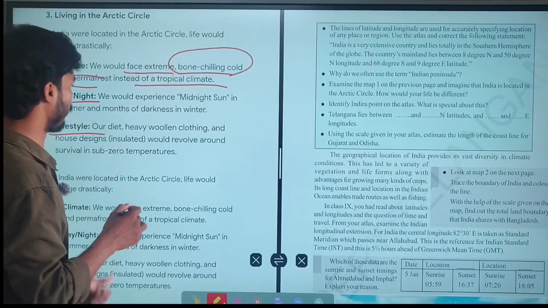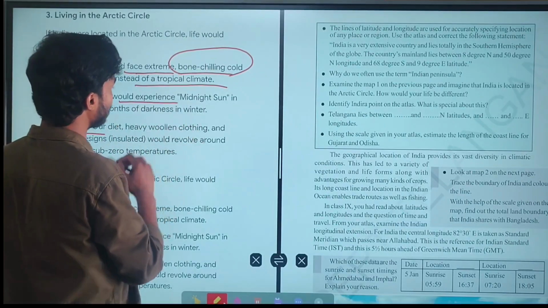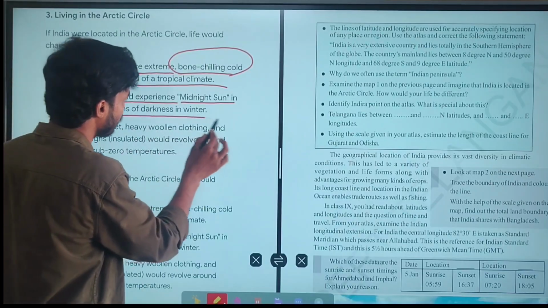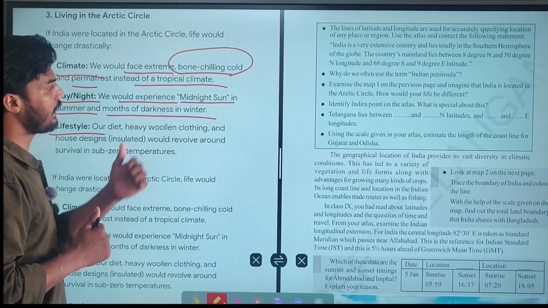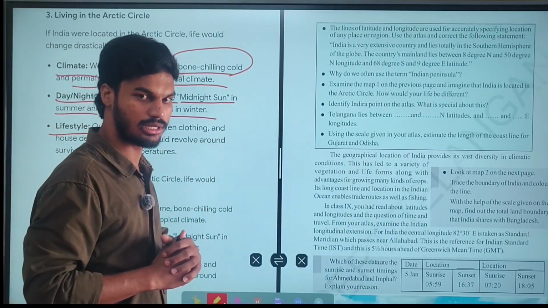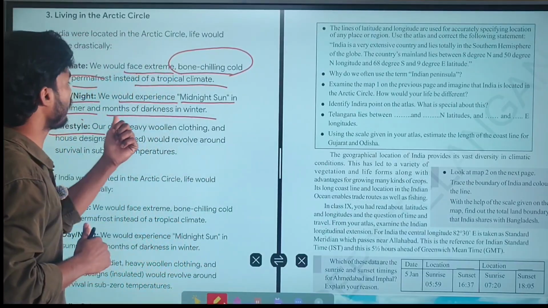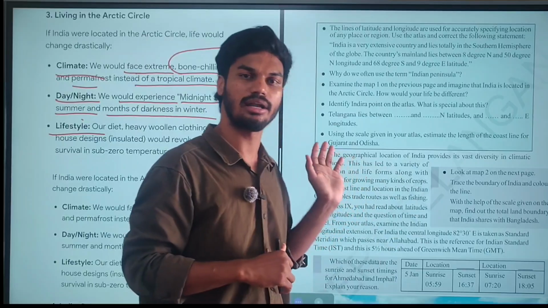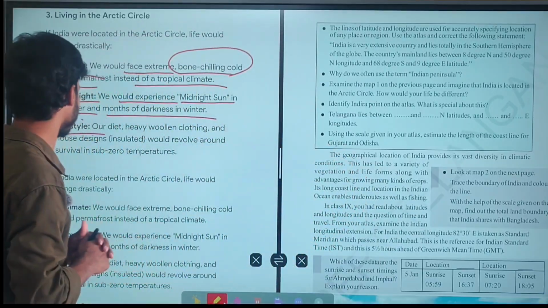Next, day and night: we would experience the midnight sun in summer and months of darkness in the winter. So simply, at midnight you are able to see the sun in summer, and there are months of darkness in the winter. So there may be longer days and longer nights.